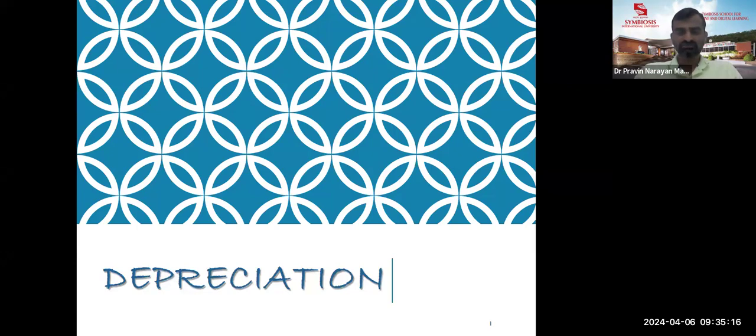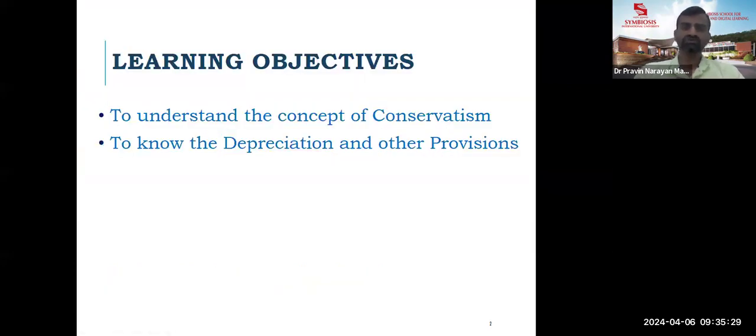In this session, we are going to see the concept of depreciation. So let's see the learning objectives of the session. Before we understand the concept of depreciation, we have to understand the concept of conservatism. It is very necessary to understand the concept of conservatism before understanding depreciation and its provisions. So let's start with the session.